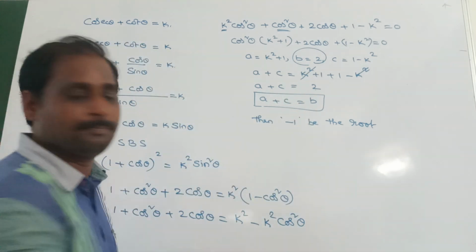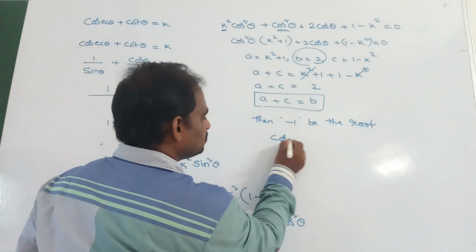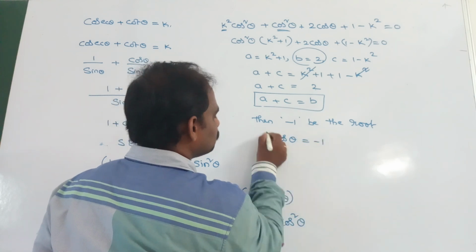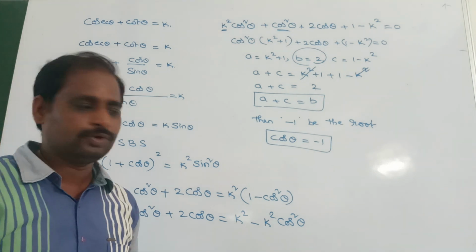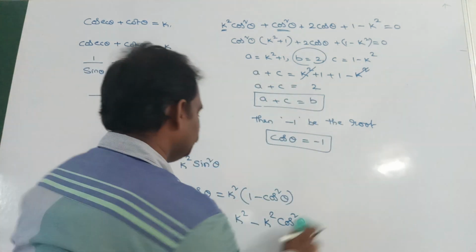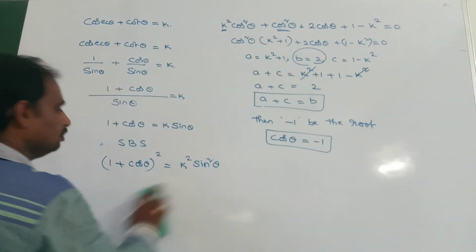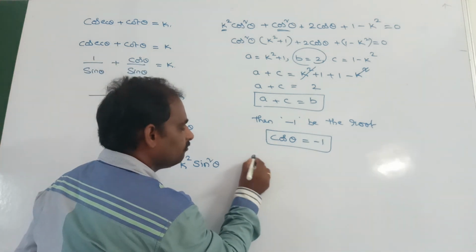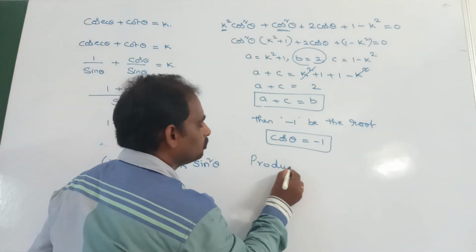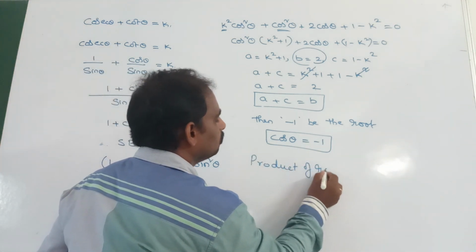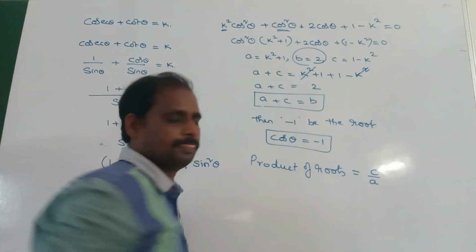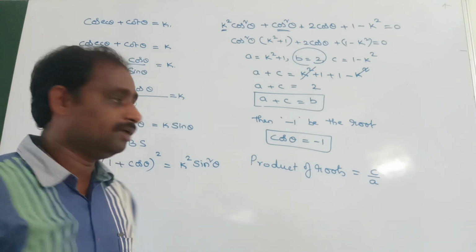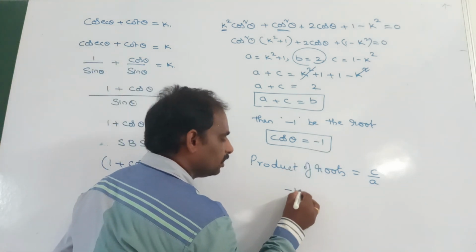What is that? Minus 1. That is cos theta is equal to minus 1. We got one root. I think you understand. Now, for the next continuation, observe clearly. Here go for the product of roots. What is the product of roots formula? c by a. Already we got one root, which is minus 1.